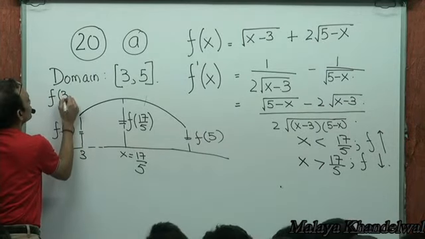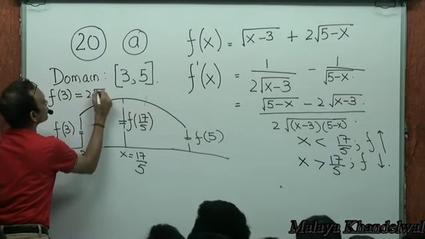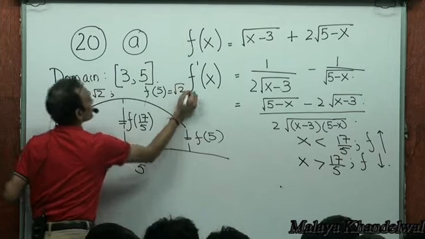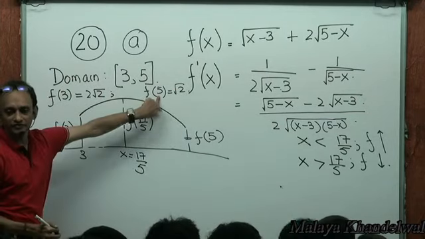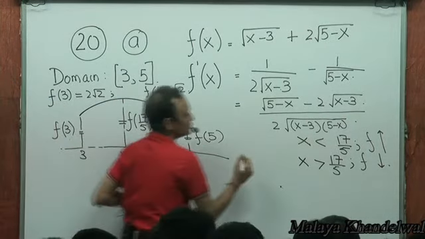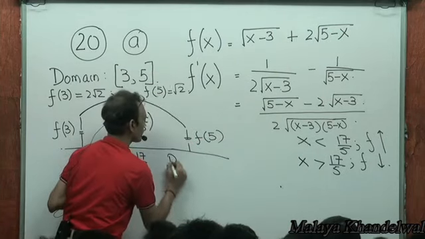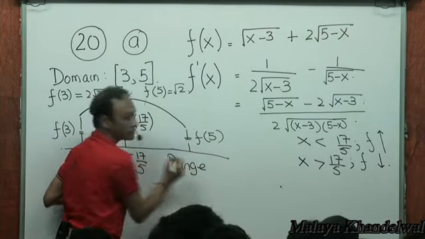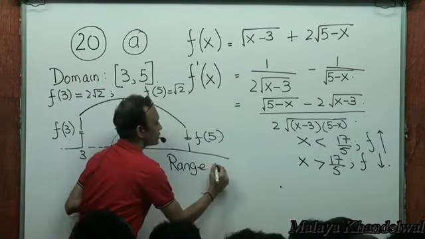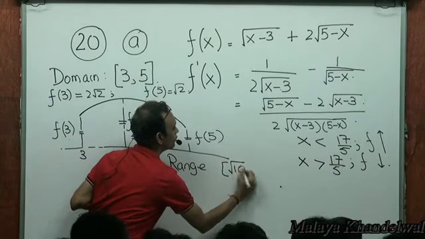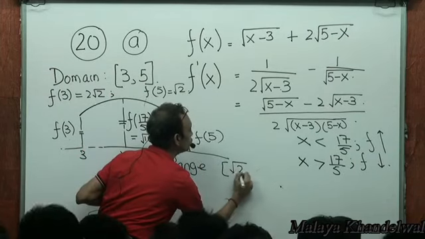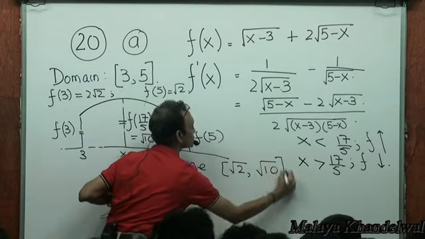So what is f3? f3 is 2 root 2. What is f5? Root 2. So the smallest value of the function is f5. The largest value of the function is f of 17 by 5. What is f of 17 by 5? Have you computed this? Root 10. Okay. So the range of the function is going to be root 2 to root 10. This is the smallest value. Root 2 to root 10. That's the range of the function.